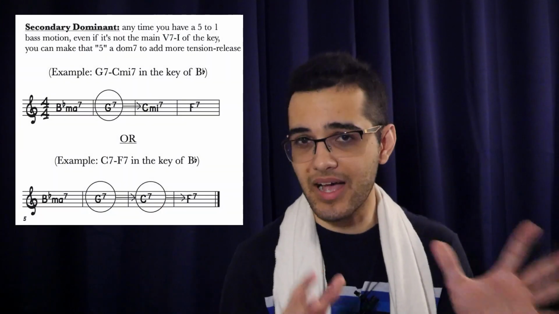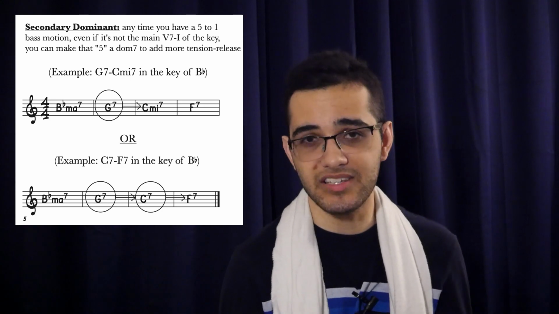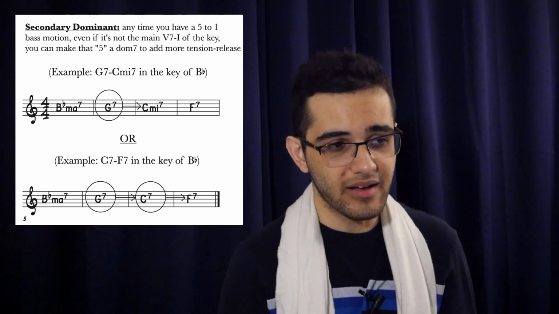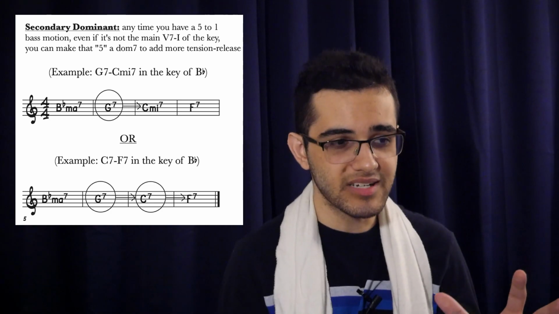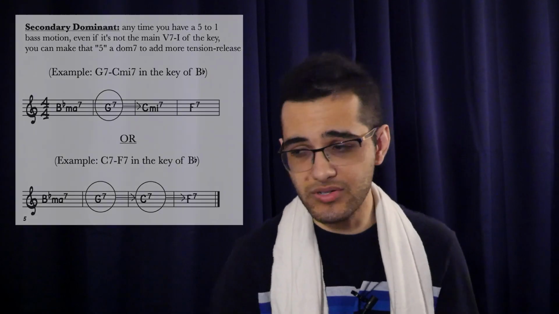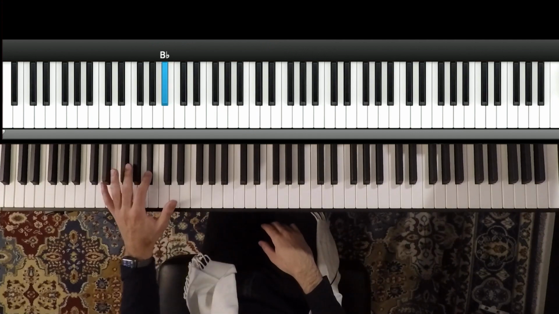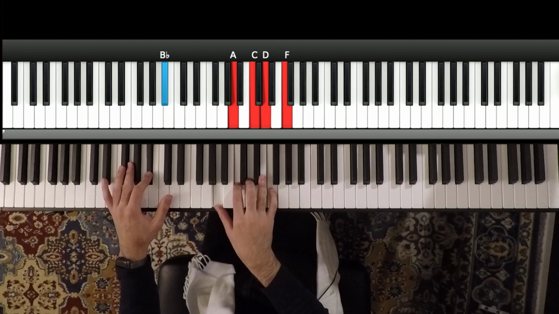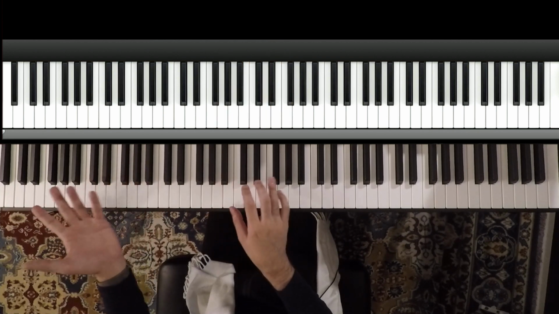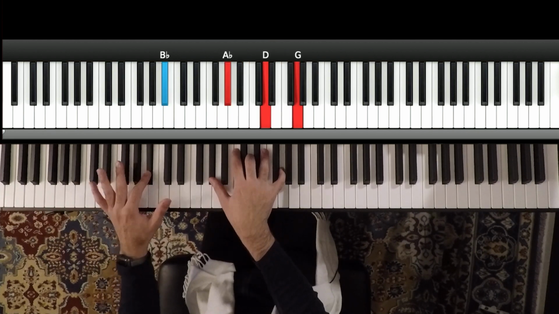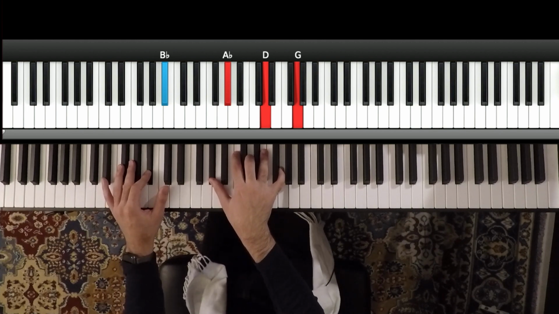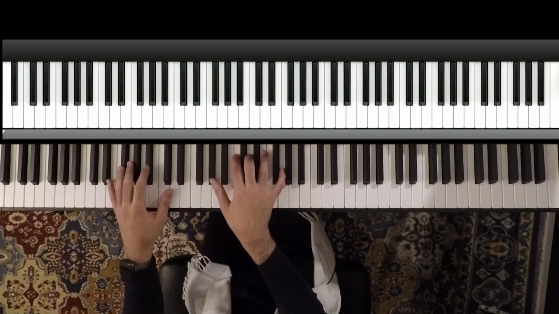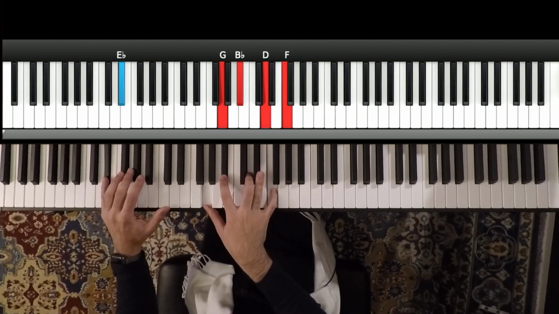No matter that it's not the main 5-1 of the key, we're in the key of B flat, so the main 5-1 is F to B flat, right? But no matter what the movement is, as long as it's a 5-to-1 bass motion, which in this case is B flat to E flat, rather than playing B flat major to E flat major, you can go B flat 7, sub that as a dominant chord to add some more tension and release to that 5-to-1 bass motion. Right?